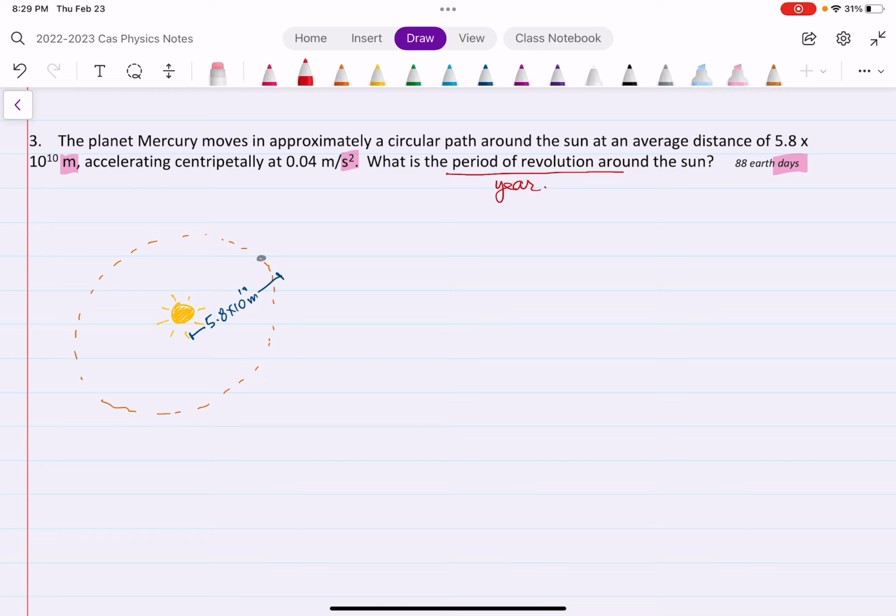So we're going to use that equation that we had from the last question: a_c equals 4 pi squared r over T squared. And remember that the radius in this case is the radius of the orbit of Mars. So this is Mars's, sorry, not Mars, Mercury's orbital radius, which they give in the question, right? And so they're asking us to just calculate the period.